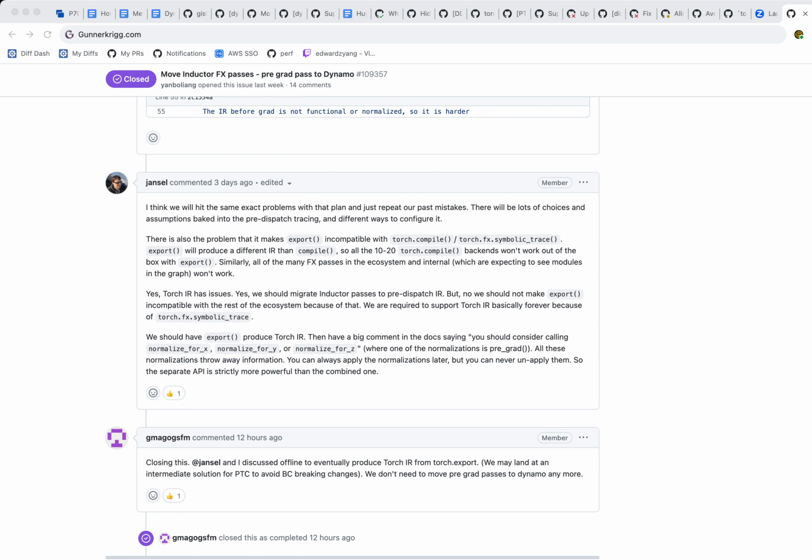So I think if we were to change FX Symbolic Trace to produce a new IR, we'd break all the FX passes in the ecosystem. We'd break all the FX passes. Do we actually break all the FX passes? Yeah.